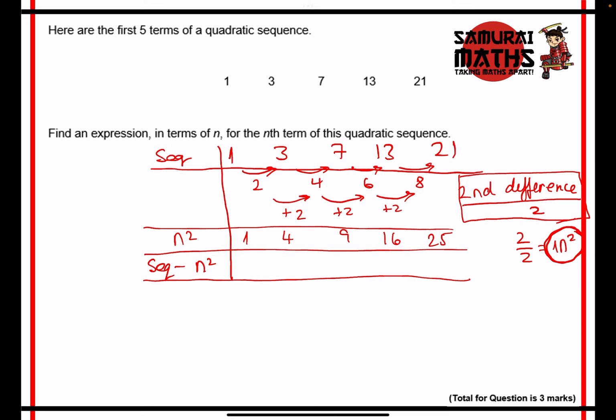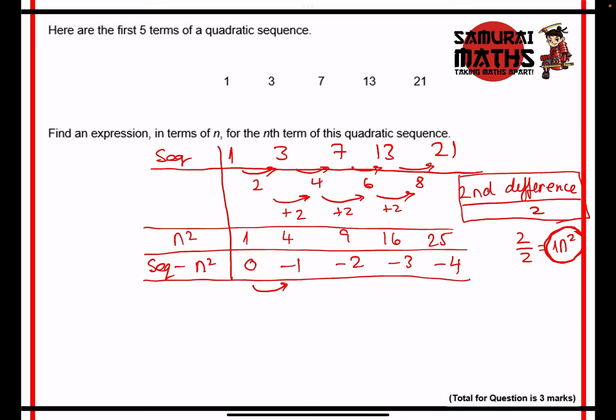So 1 take away 1 is 0. 3 take away 4 is minus 1. 7 take away 9 is minus 2. And then we've got minus 3 and minus 4. So you might notice that we've got a linear sequence now. And thankfully for us, we've hopefully been practicing linear sequences as well, working out the nth term. We're going to work out the nth term for this.